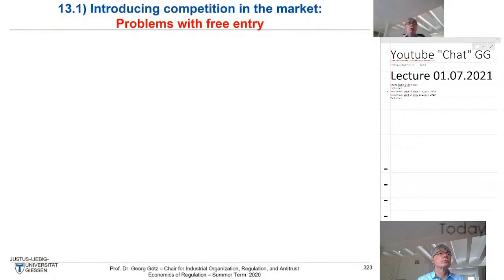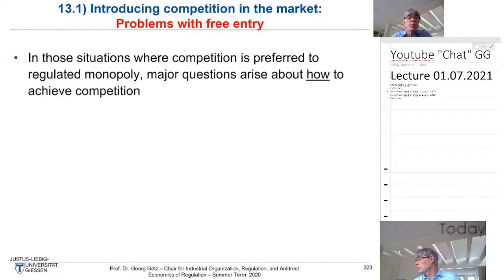Okay, now we start with our problem: how to introduce competition in the market and which problems might we face if we allow for free entry. The point is that, of course, now we came up with our solution: regulated monopoly is better than competition, or competition is better than regulated monopoly. How do we want to achieve competition?